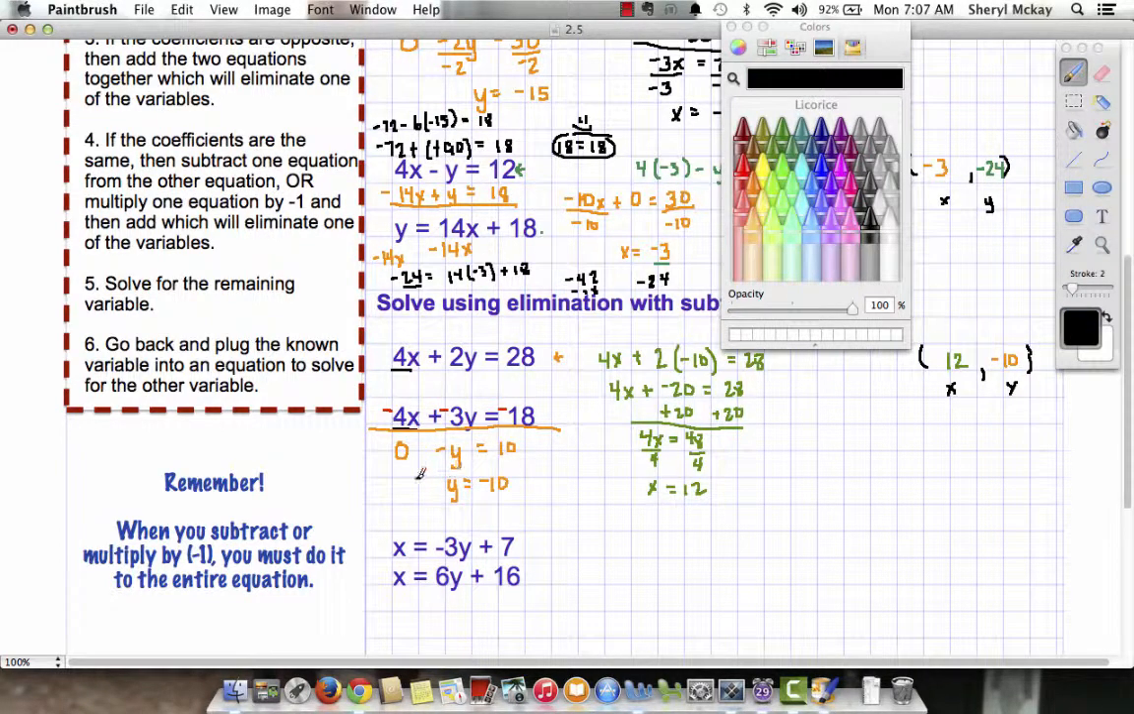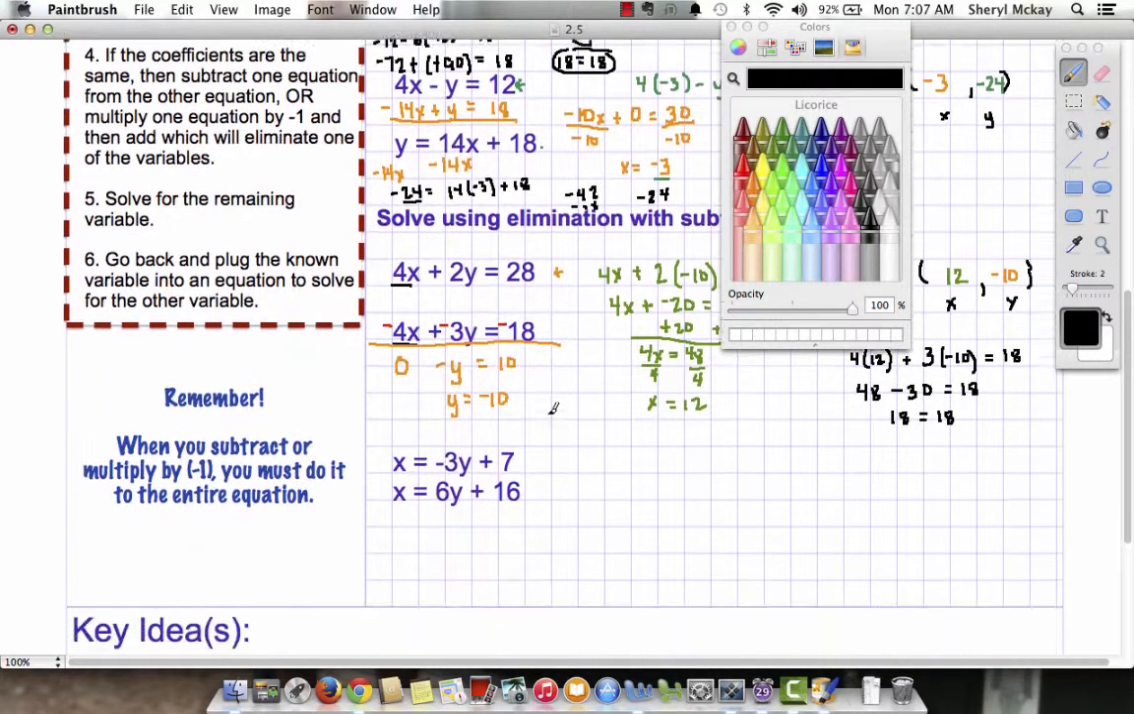4 times 12 plus 3 times -10 should equal 18. 4 times 12 is 48. 3 times -10 is -30. 48 minus 30 is 18. 18 equals 18. It works. So 12, -10 is the place where the two numbers intersect. The two lines intersect.